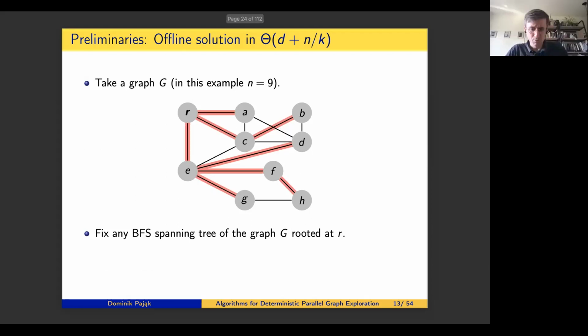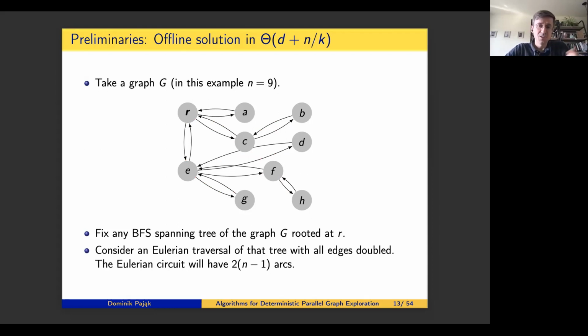And what we do is we take these edges from this tree and we change them into two directed edges in both directions. And we get a funny graph like this. And you can see that this graph, you can traverse. You can do Eulerian traversal. It's another fancy term, meaning that you can just traverse all the vertices of the graph of this tree.